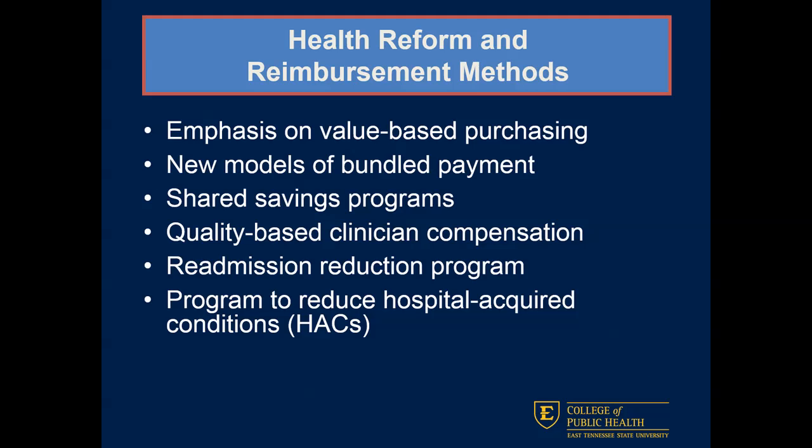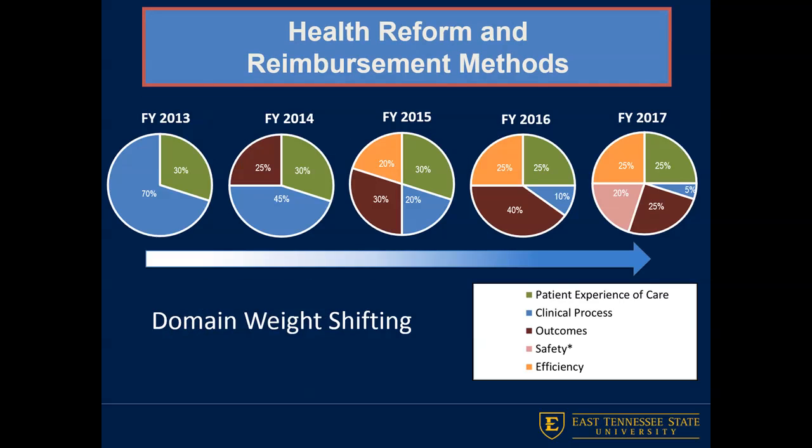Again, health reform is really big on value-based purchasing, and we're going to talk about that in the next slide. Reducing hospital-acquired infections or hospital-acquired conditions, HAIs or HACs, and quality-based clinician compensation are going to be the main talking points for healthcare reform going forward. So when we talk about value-based purchasing, the graphic I have here just shows how it's going to be implemented going through 2017.